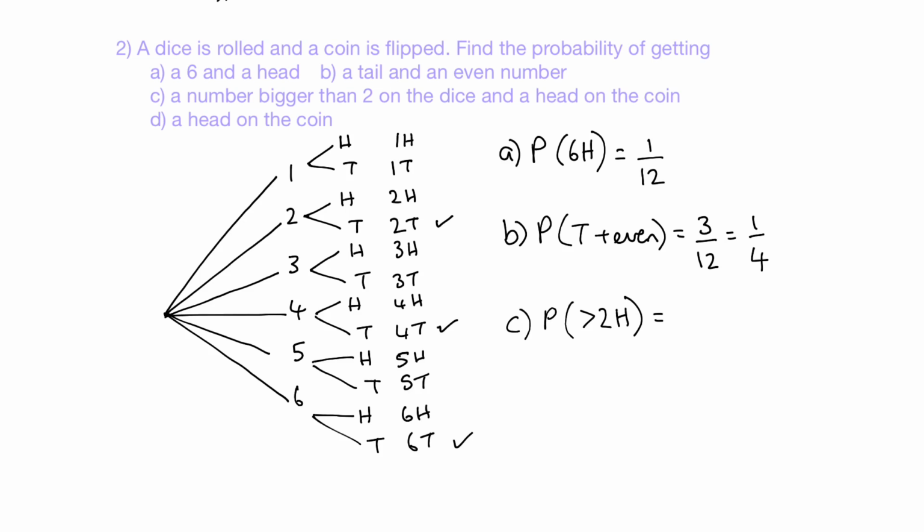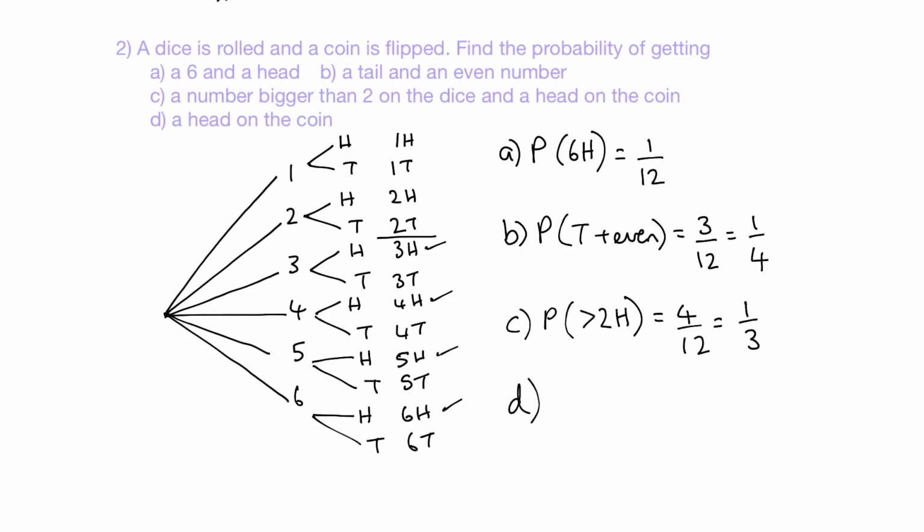So let's have a look at the numbers that are bigger than 2. Now that doesn't include 2, by the way. If it's bigger than 2, it doesn't include 2. So the numbers that are bigger than 2, we're looking at from here downwards and getting a head as well. So that would be here, here, here and here. So that one would be 4 out of 12. 4 and 12 are both in the 4 times table. So that would be 1/3 when you divide top and bottom by 4.